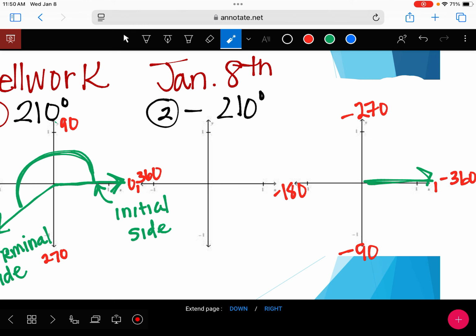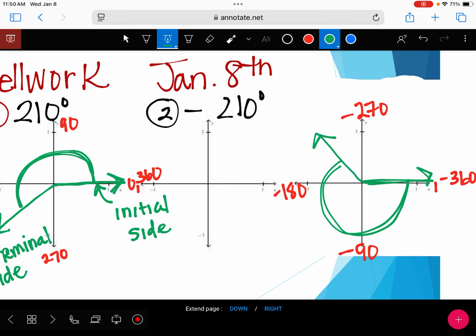Show me with your fingers what quadrant am I going to fall in for negative 210? Yeah, quadrant 2. So would it be just like that? So this would be my angle.